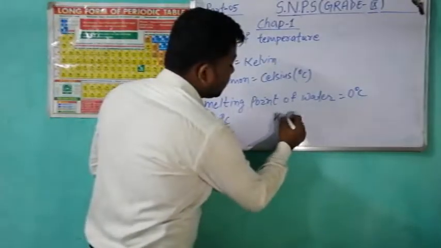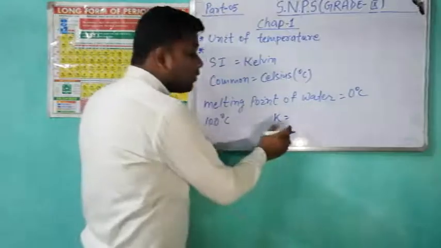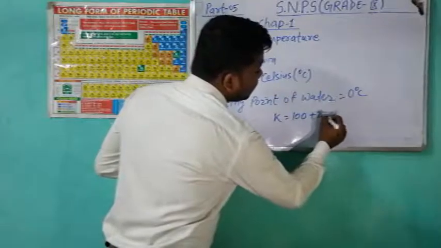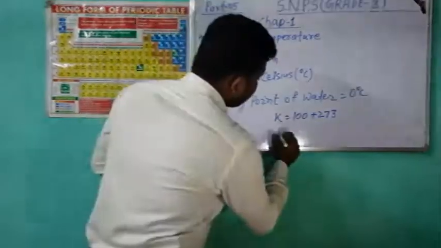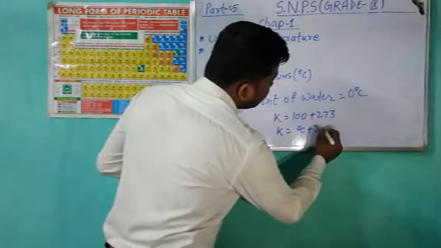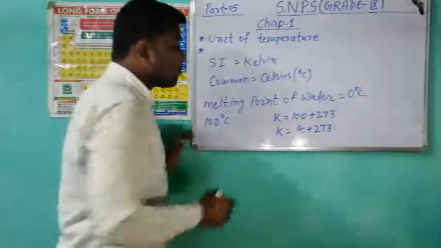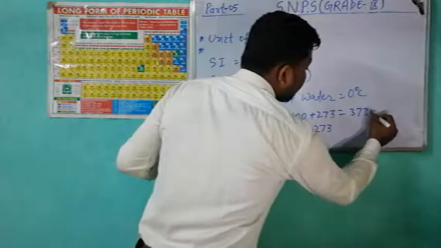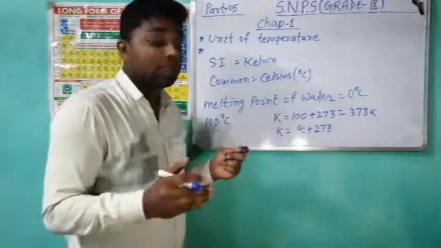To convert degree Celsius into Kelvin, we simply add 273 to the degree Celsius. So we can say that K is equal to degree C plus 273. So what do we have? We have 373 K.